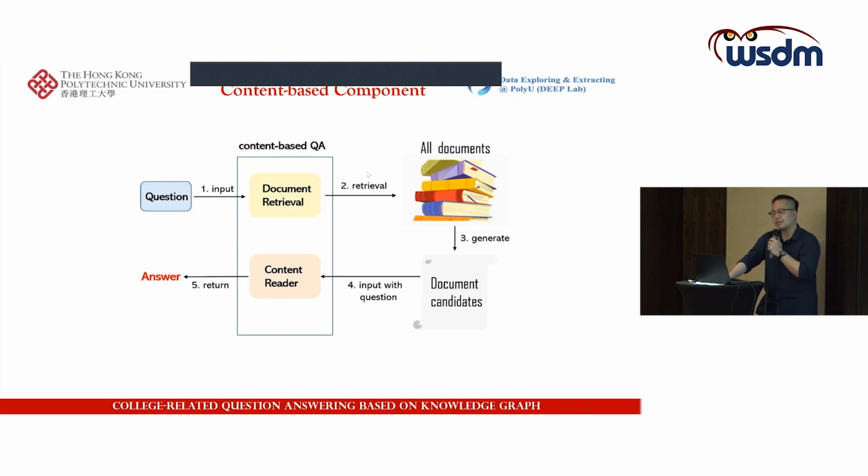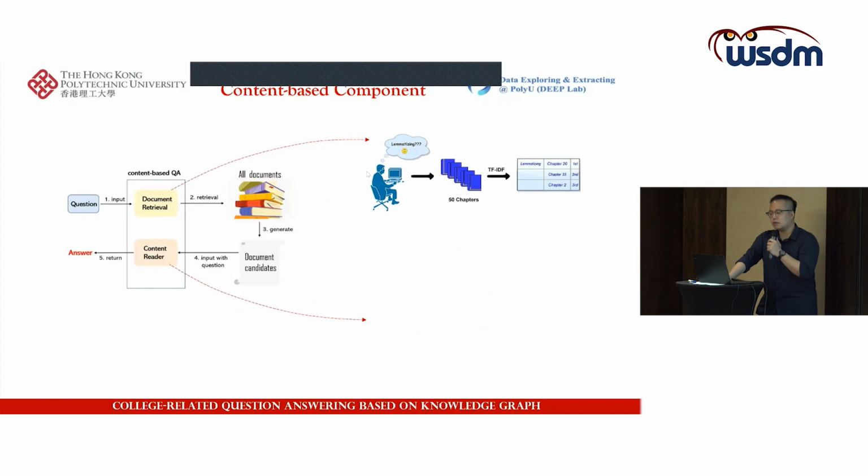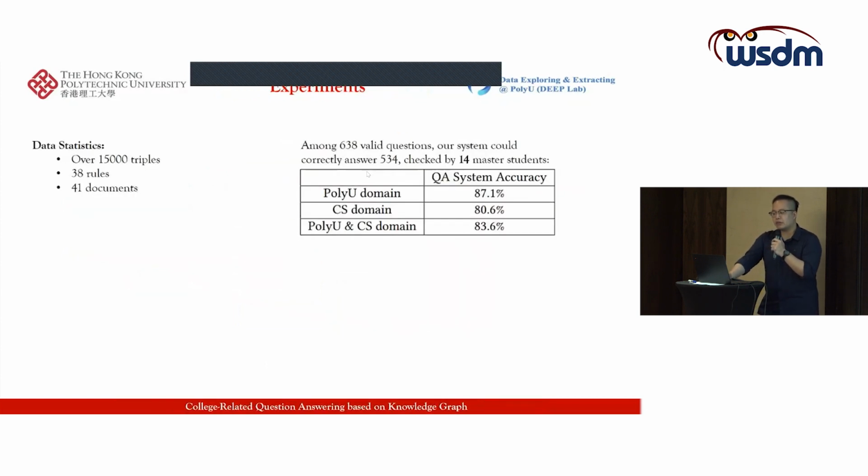So lastly, there is the content-based component, if our system cannot answer this question by using the predefined rule-based component and the KG embedding-based method. After receiving the natural language question, we first do a document retrieval from all the learning materials and course context. After that, a content reader uses a pre-trained language model to provide the answer. In particular, we use TF-IDF to retrieve the documents and pre-trained BERT series models like RoBERTa to provide the answer.